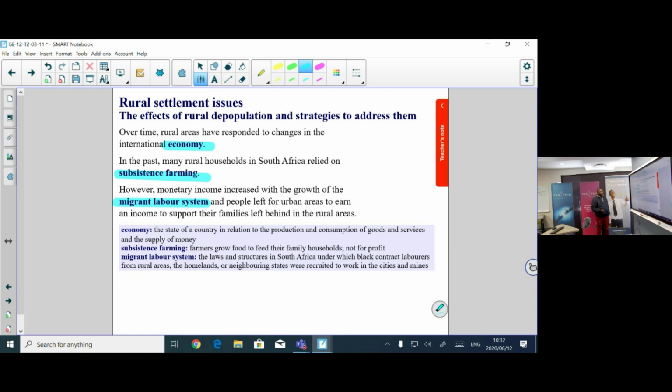So you find that the increase in this migrant labor system provides the much needed labor for the growth of the economy of the countries. And it also provides a source of income for those people that are left in the rural areas, as they are sent money and groceries by the people in the cities to help them survive.